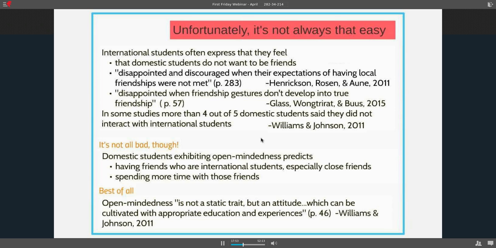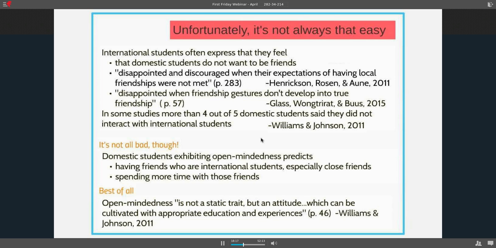And then some other separate studies have found that 4 out of 5 domestic students report that they don't interact with international students in any meaningful way. So while this certainly may be different on some campuses, we can understand why international students overall are reporting that they aren't feeling very welcomed and they're not developing friendships when domestic students are saying that they don't really engage with them. But it's not all negative news.